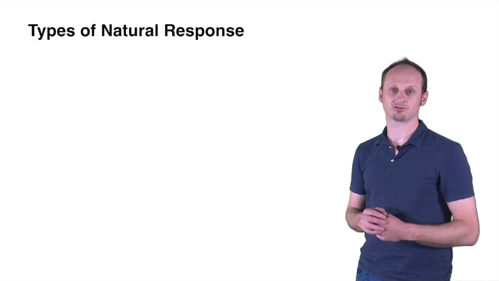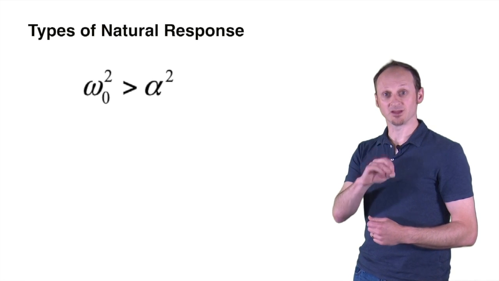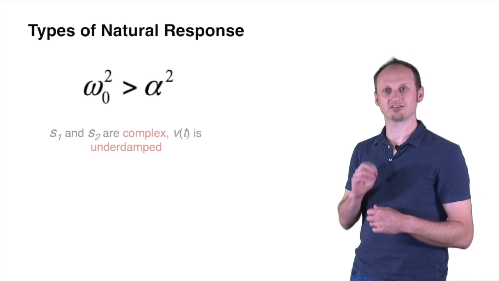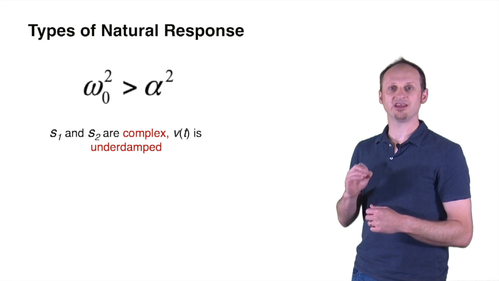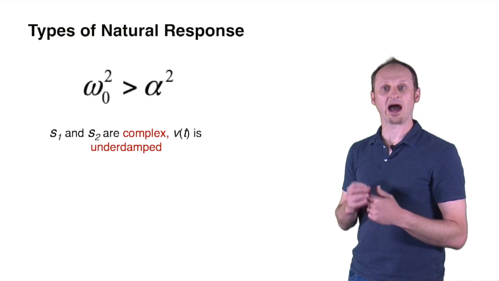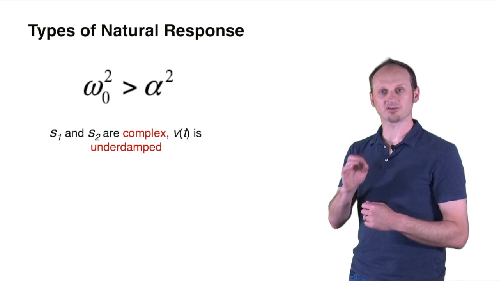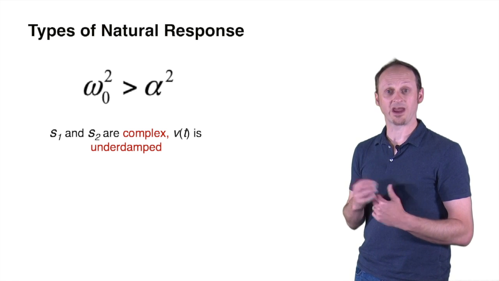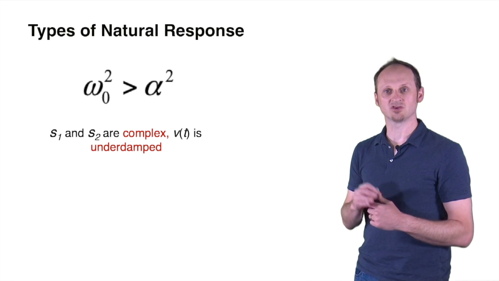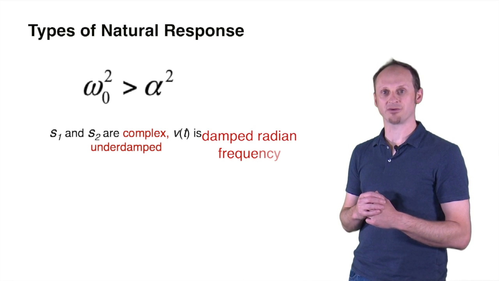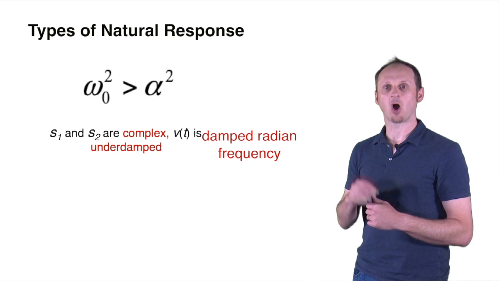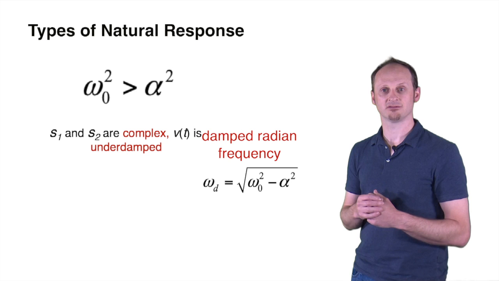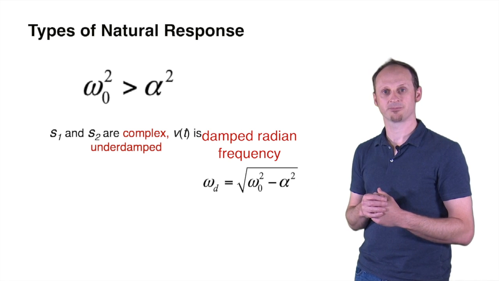The third case, and this is the most interesting case, is what happens when omega naught squared is greater than alpha squared. In this case, the little bit underneath the square root there becomes negative, and therefore S1 and S2 become complex. Vt is therefore what we call underdamped. The voltage oscillates about its final value with oscillation frequency in radians per second equal to what's called the damped radian frequency, omega d. Omega d can be expressed as a function of omega naught and alpha, as shown here.